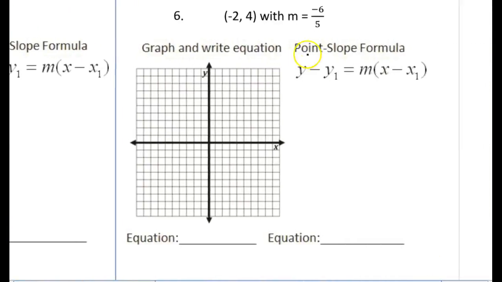Same thing over here. Look at number 6. Start at -2, 4. Go down 6 and over 5. Down 6, over 5.